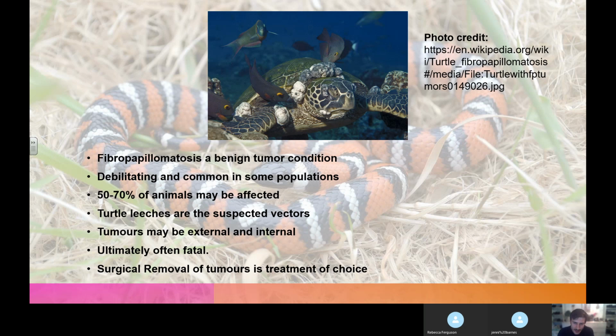If one of these turtles is rescued and brought into captivity, then the treatment of choice really is to try and remove a lot of these tumors and try and remove them with a fair amount of healthy tissue around them, so with good margins to try and reduce the likelihood that they will come back. But there's obviously a very good chance that the turtle will develop more tumors again in the future.